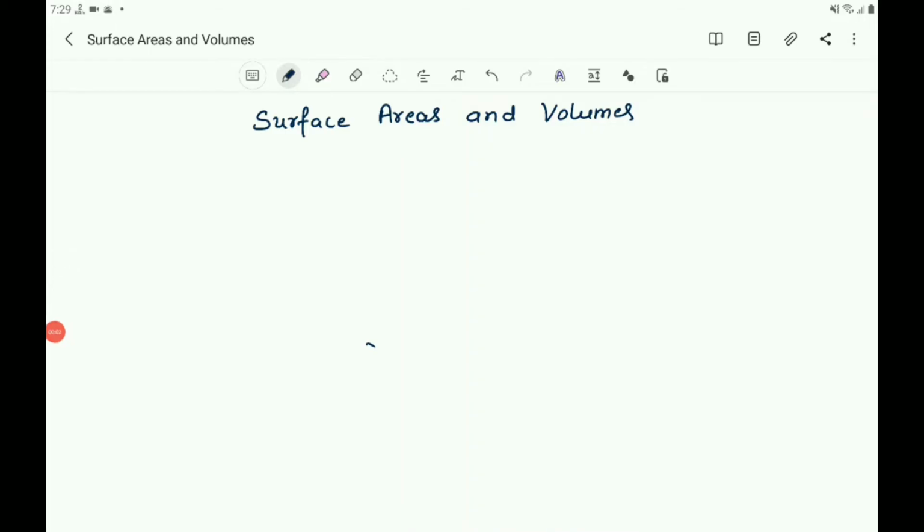Children, let us start the new chapter, surface areas and volumes. Now, what is surface areas and what is volumes? Before that, let us discuss about the plane figures and solid figures. Now, you take plane figures. What are plane figures?